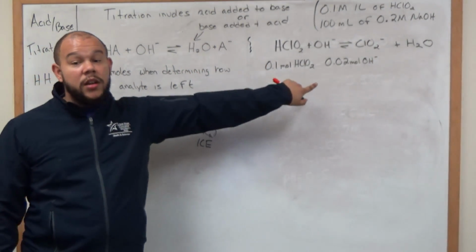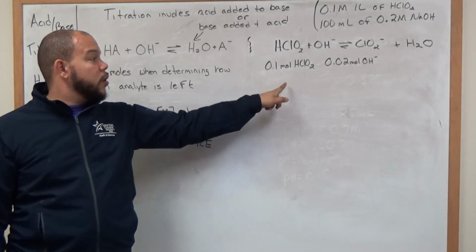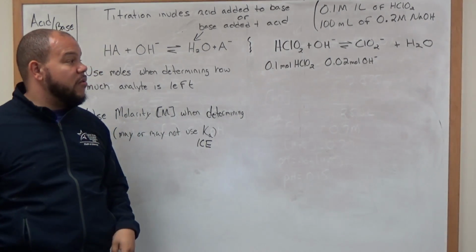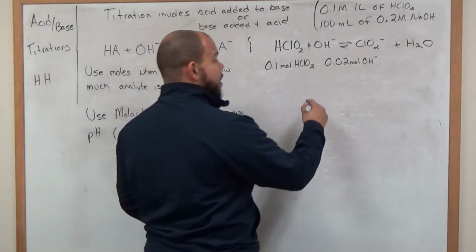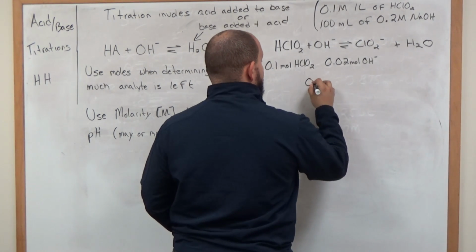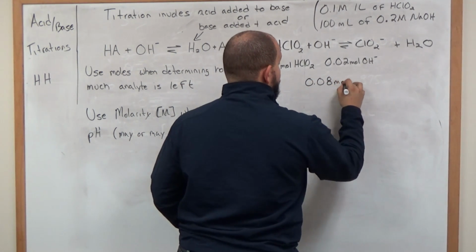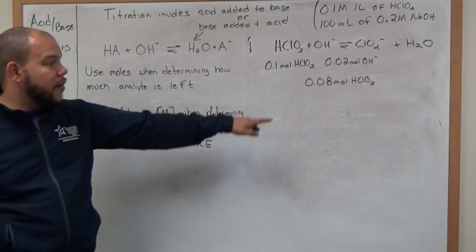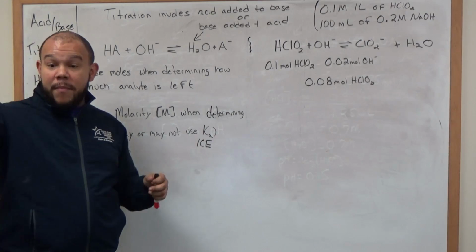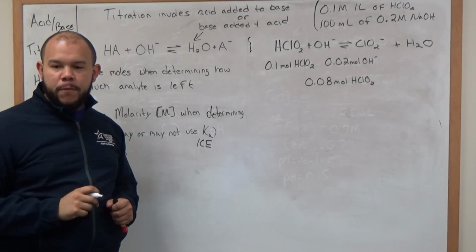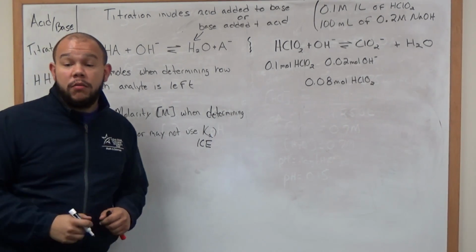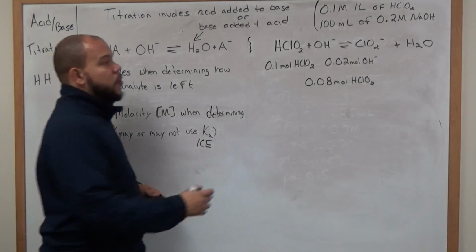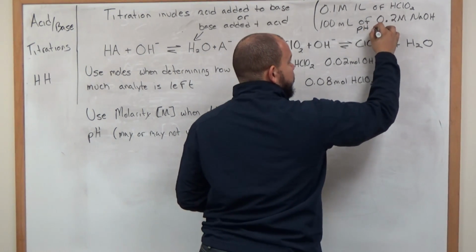Looking at this, we see 0.02 is smaller than 0.1. We have excess acid still. This is the limiting reagent. That means that we end up with 0.08 moles of HClO2 left. This is what we have in solution after this amount has been titrated in. Okay. Again, when we're dealing with determining pH, which is what we want to know, we want to know pH at this point.